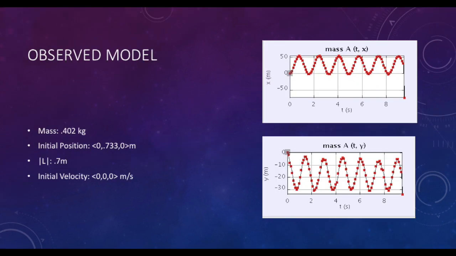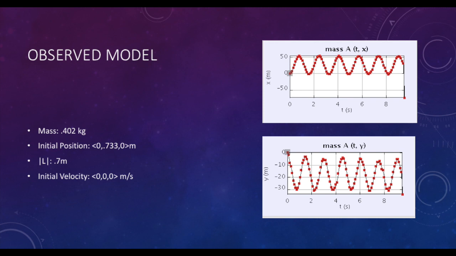To start, I took the video from Canvas and then imported that into Tracker to start tracking. I tracked the movement of the mass, and I also have some initial conditions. The initial position that I found was 0, 0.733, 0 meters. I also found that the object's initial mass and final mass was 0.402 kilograms. The initial length of the spring was 0.7 meters, and the initial velocity was 0 since it started from rest.